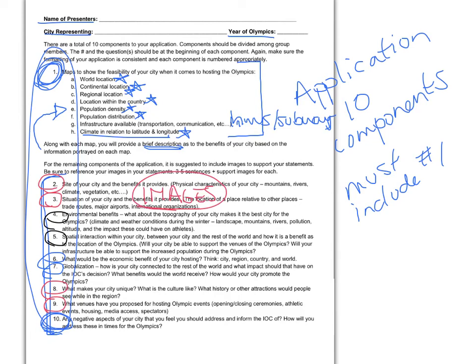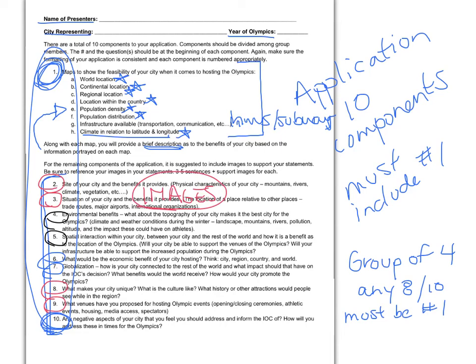Again, if you have a group of 4, people who are in a group of 4 can choose any 8 of the components, any 8 of 10, but you must include number 1. So therefore, you can choose an additional 7, 2 per person, to be completed.